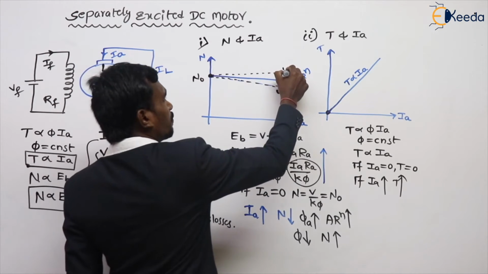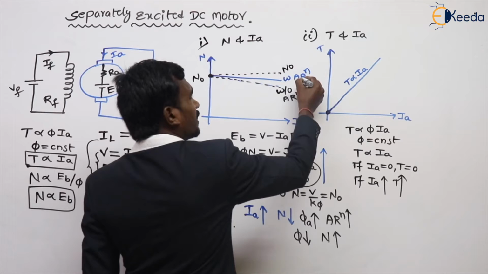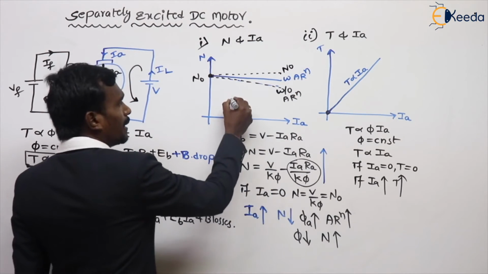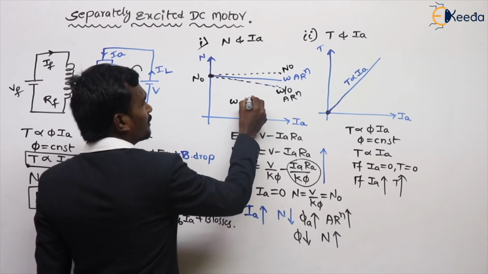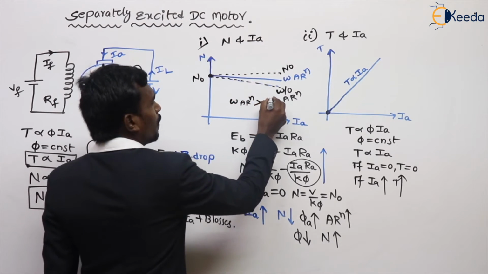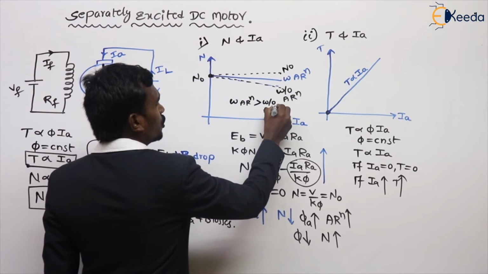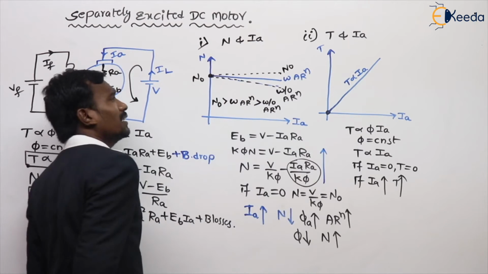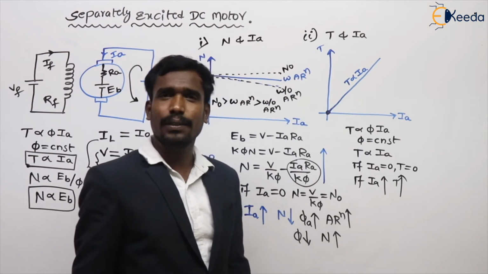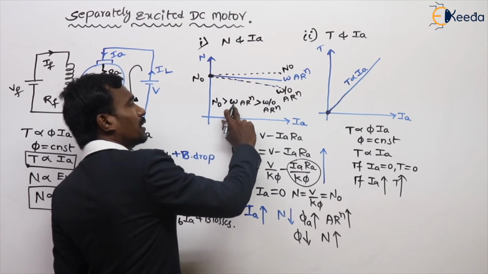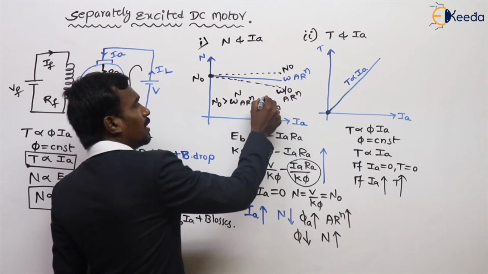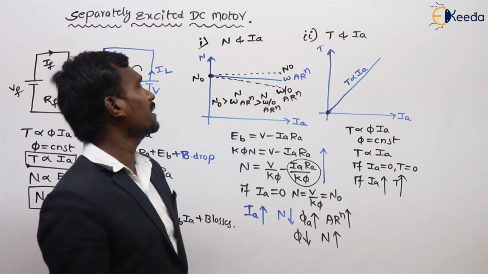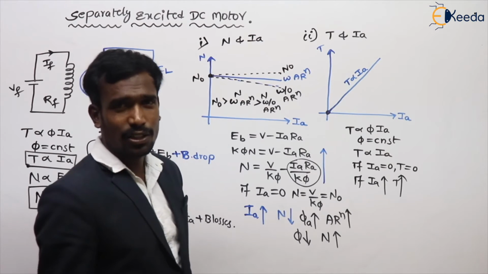This is with armature reaction. This is the no load speed and this is with armature reaction. This is without armature reaction. With armature reaction, the speed is greater than without armature reaction. Of course, the no load speed is greater than the speed with armature reaction. No load speed first, then with armature reaction, then without armature reaction. This is simply the speed and armature current with armature reaction.